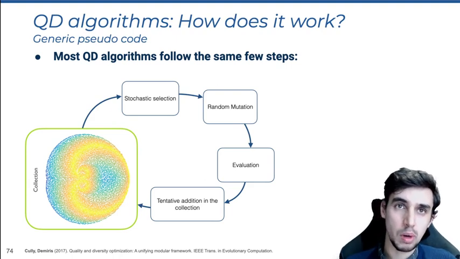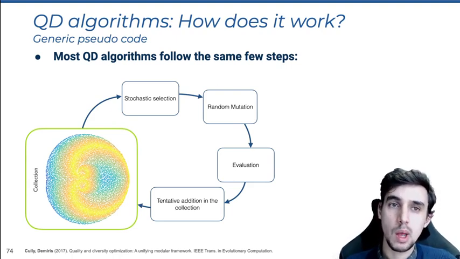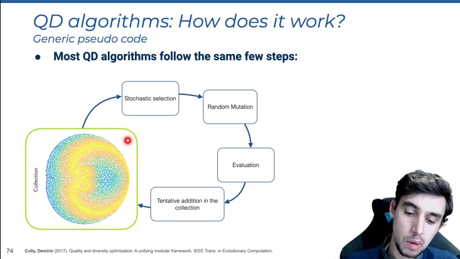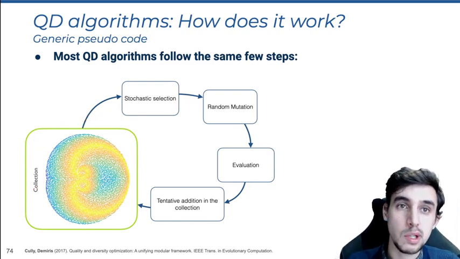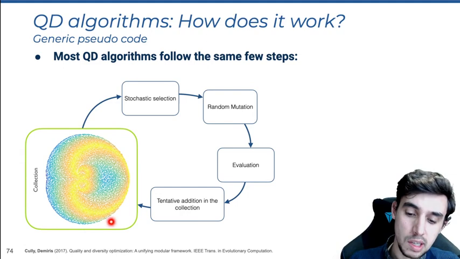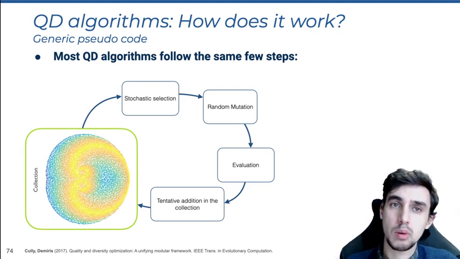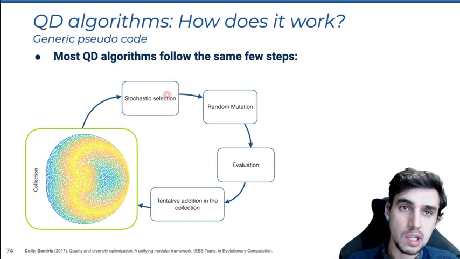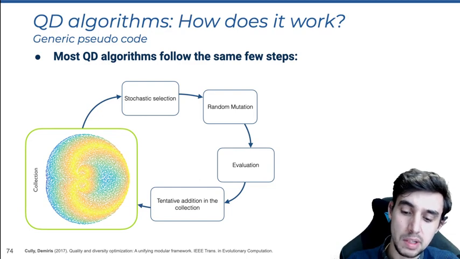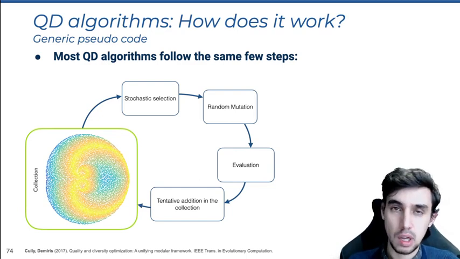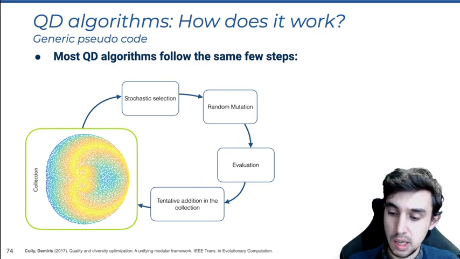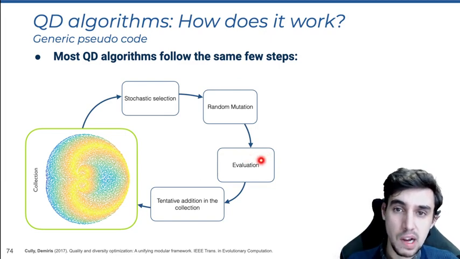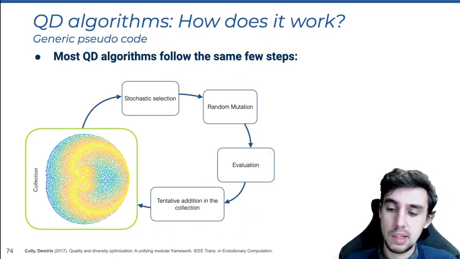There are multiple quality diversity algorithms that exist, multiple variants, but most of them can be summarized in this schema, where we have this collection of solutions that we try to build. Initially, the collection can be generated by just creating some random solutions and adding them to the collection. Then we use a stochastic selection operator to randomly select a solution depending on some bias or some heuristic. And then we apply a mutation. We can also apply a crossover. We can then evaluate the new solution and try to add it to the collection.